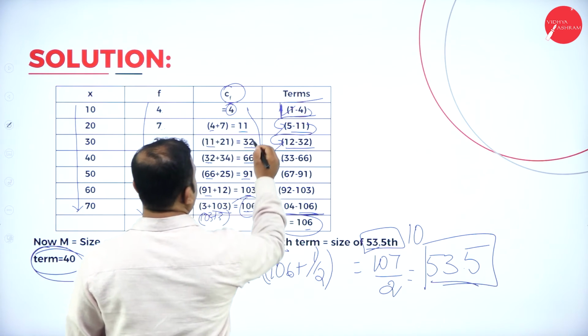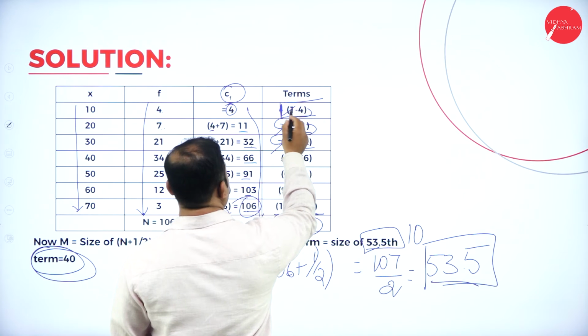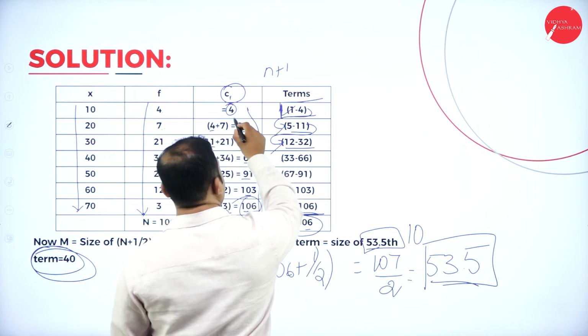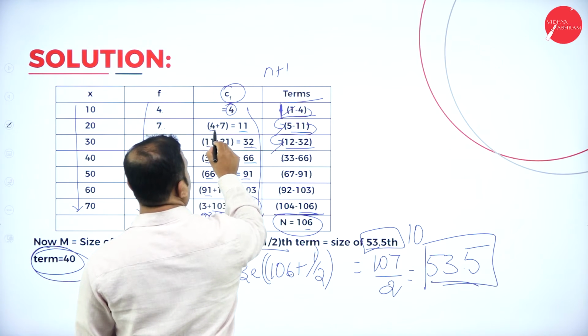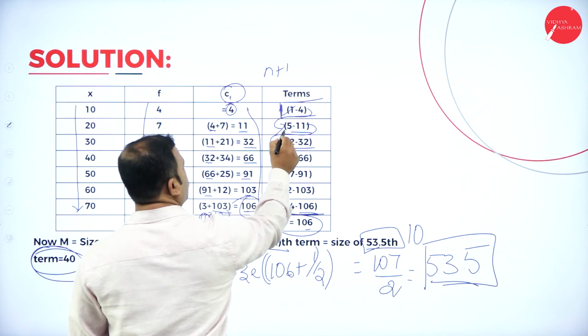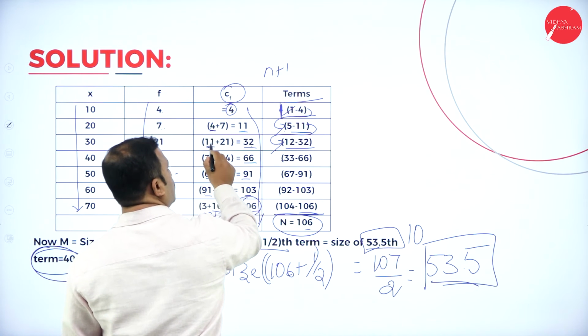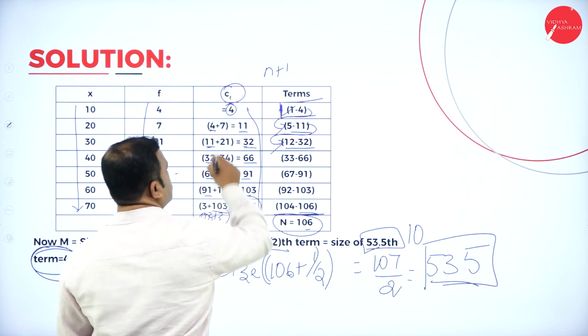Terms. Please look at it. We have 1 minus 4 because we have n plus 1 terms. That is 1 minus 4 we have. Then we have 4 here. 4 plus 1 is what? 5. 5 minus 11. Then 11 plus 1, that is 12. 12 minus 32. We have the terms like the CF.